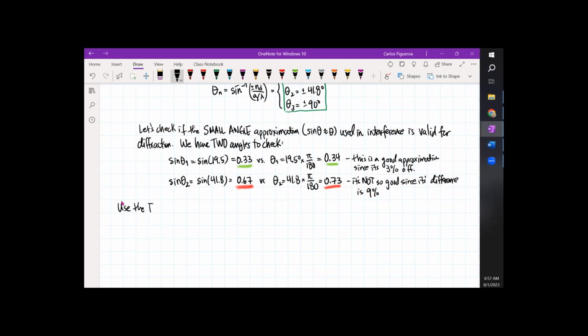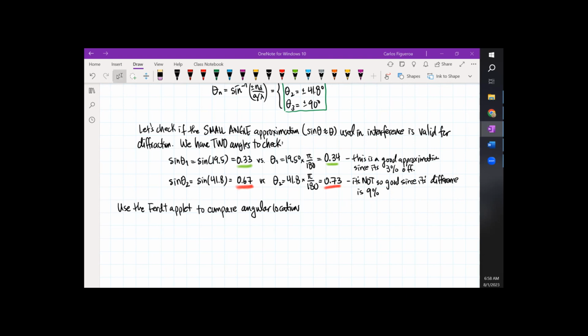the Fint applet, and there's only one in this chapter, the Fint single slit applet, to compare angular locations. So let's go look at that.